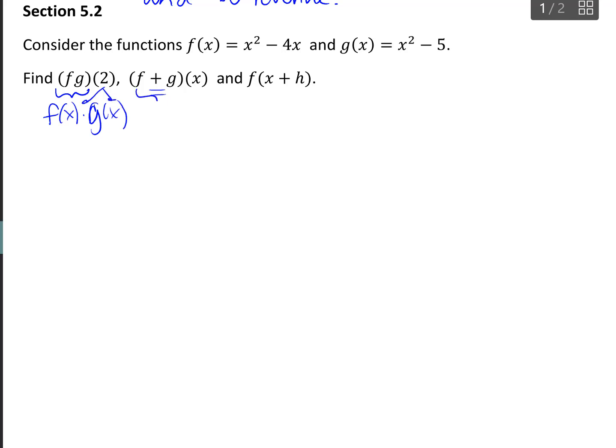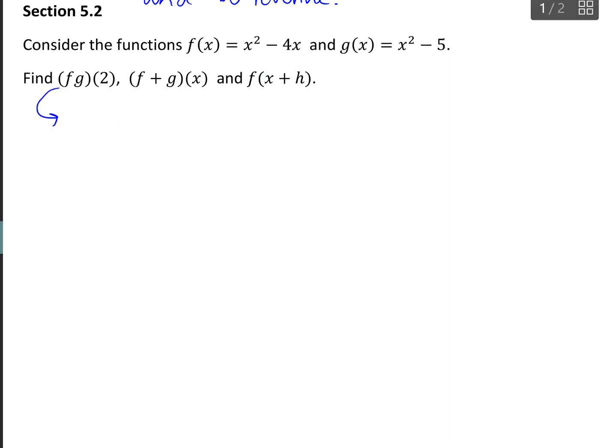When you see the plus sign in parentheses, it means you're adding the functions together. But when you see the plus sign over here, then that's part of your input. So you're going to use a sum as the input. So kind of watch what I do when I go through these examples and notice what's different about how each of these are solved. Okay, so for the first one, it says find f times g of 2.